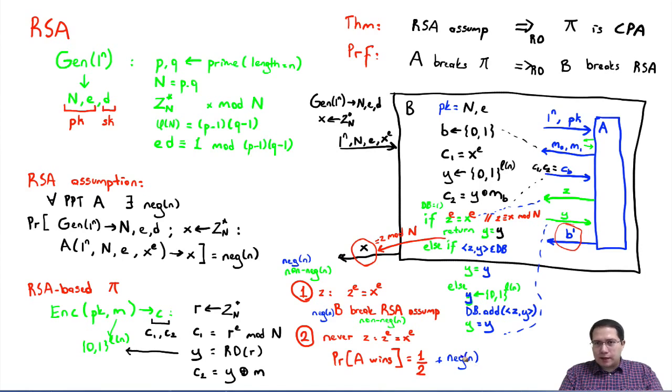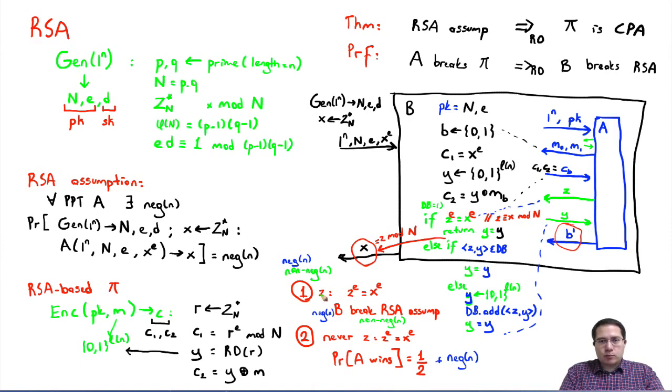Again, thinking the other way around, if A had 1/2 plus non-negligible chance in total, since this part is 1/2, it means this part had to be non-negligible, which means B would have broken the RSA assumption with non-negligible probability. So it corresponds to the contrapositive. And now we are done with the whole proof. So it's not a standard style of proof that we are used to. This output has nothing to do with this output. But in terms of the probabilities, they are closely related.